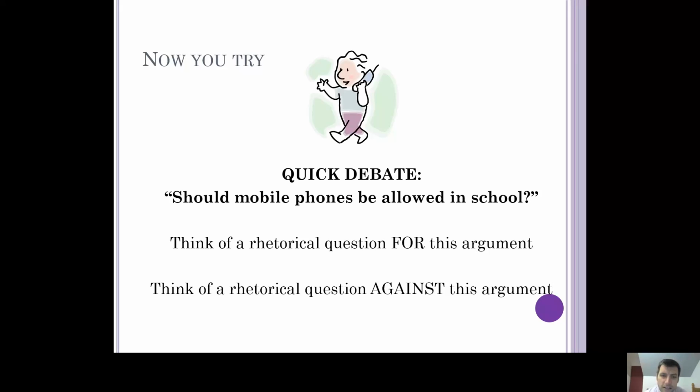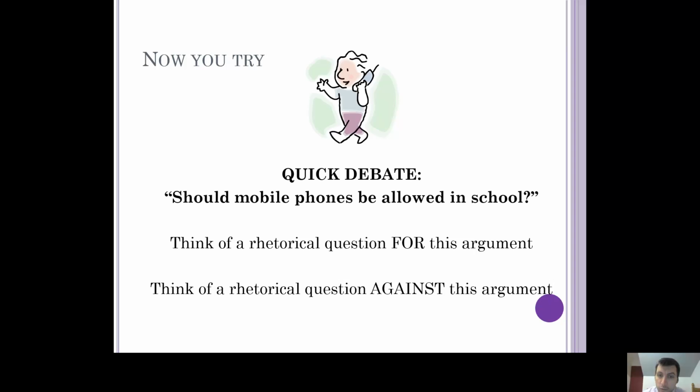So if we're having a debate about whether you should be allowed your mobile phones in school, I know some of you like to have them. Can you think of a rhetorical question which would be in favour of that, and then one that would be against that? I'll just say a couple of examples now.